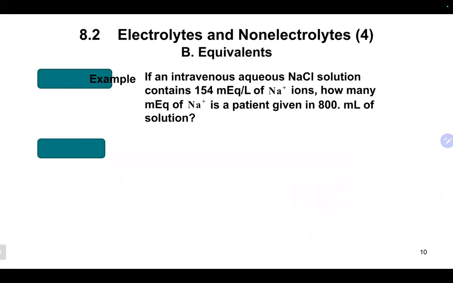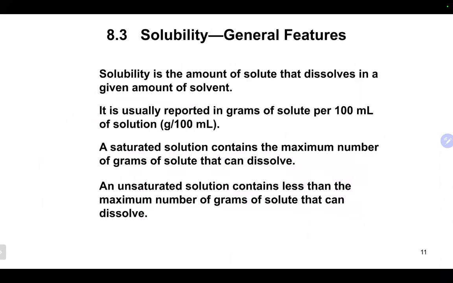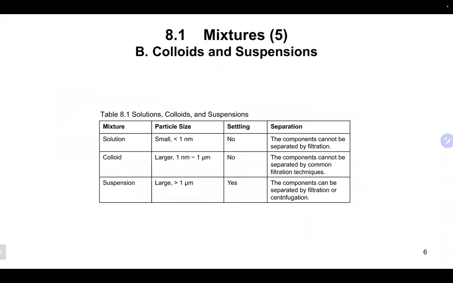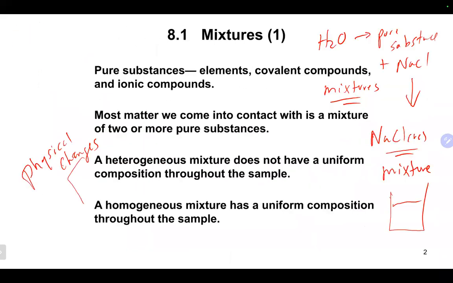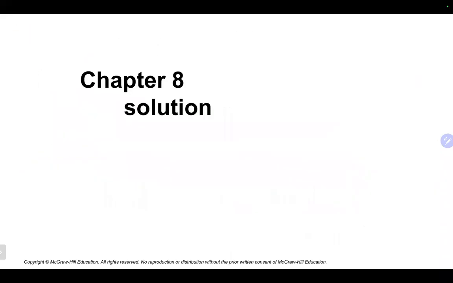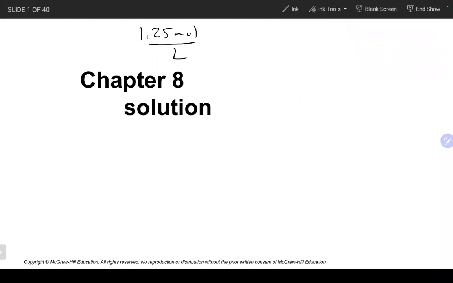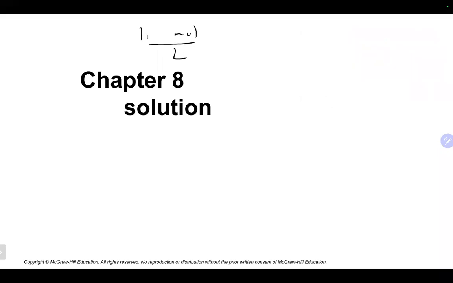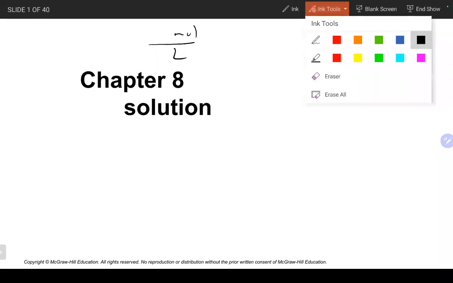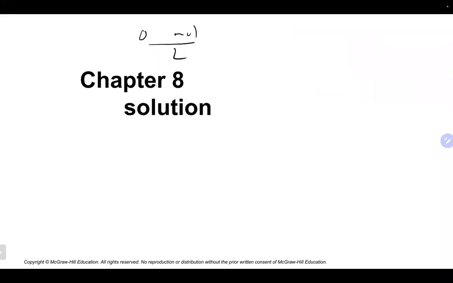So if we went through a calculation like that, let's just say, for example, we had a solution that was 0.25 moles per liter sodium sulfate.